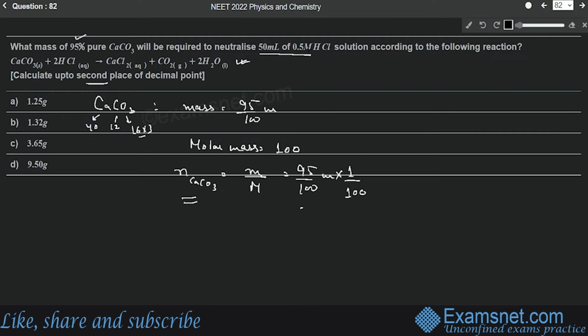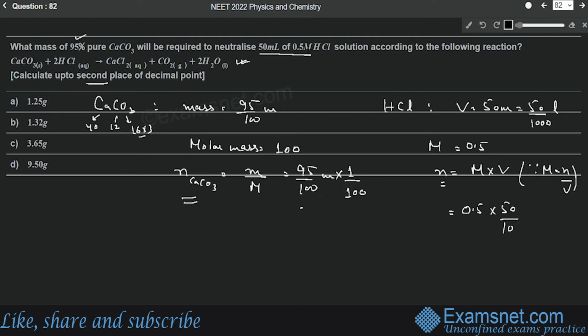Now, similarly, we'll find the number of moles of HCl. So if we talk about HCl, what is given here? Volume is 50 ml. That means 50 divided by 1000 liter. Okay, because we have to find in liter. Now molarity is given as 0.5. So what will be the number of moles? It will be equal to molarity into volume. Why? Because molarity is equal to number of moles divided by volume. Okay. So number of moles will be equal to molarity into volume. So it will be equal to 0.5 into 50 divided by 1000.